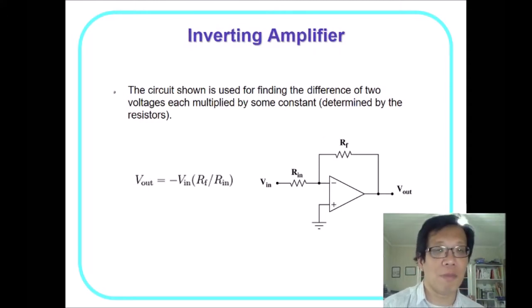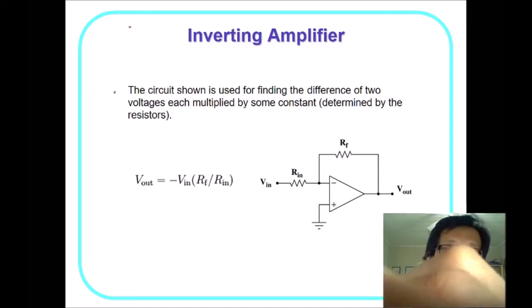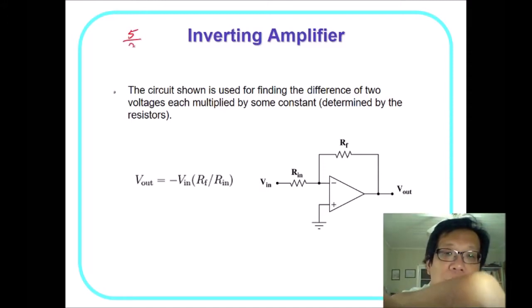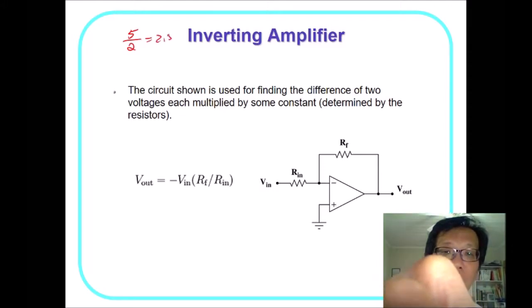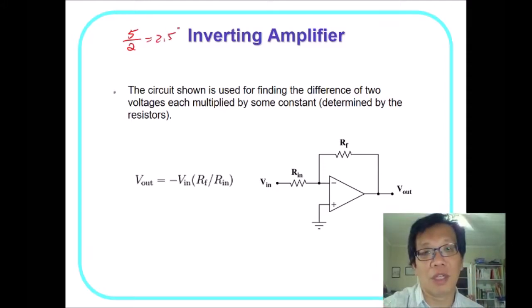Let's talk about amplifiers. I have 2 volts input, but I want to generate 5 volts. So what am I going to do? 5 volts divided by 2, the gain is going to be 2.5, or the ratio is going to be 2.5.